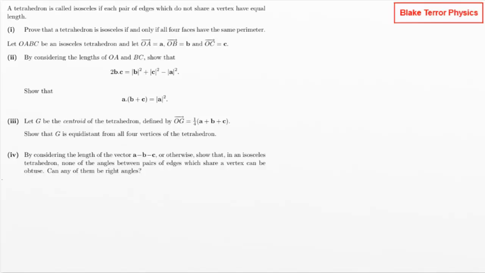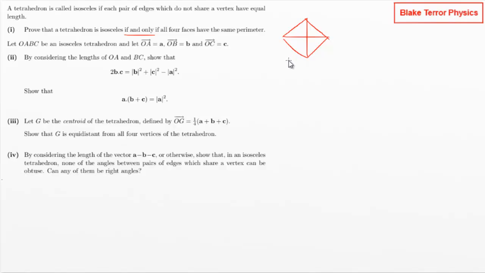Now, part 1: prove that a tetrahedron is isosceles if and only if, so that's important, all four faces have the same perimeter. Right, so let's go back to what's going on with this tetrahedron. We've got 4 triangles stuck together. This is going to be hard to draw and make it look anything other than a square with a cross in the middle of it. But there's our tetrahedron. So we've got 4 faces, 6 edges, and 4 corners.